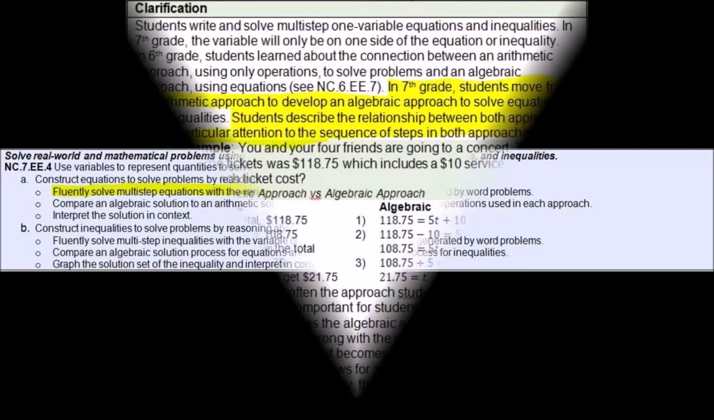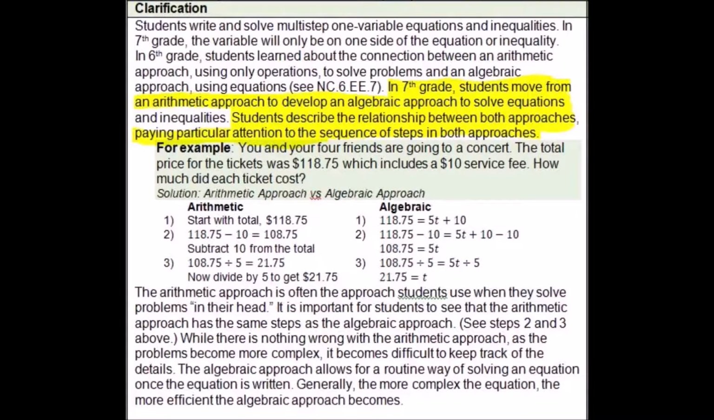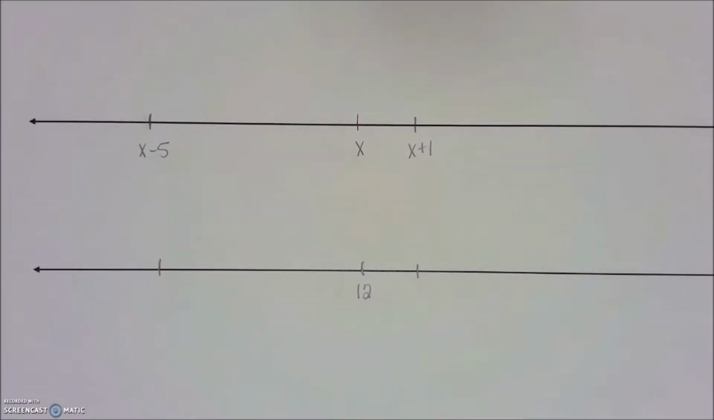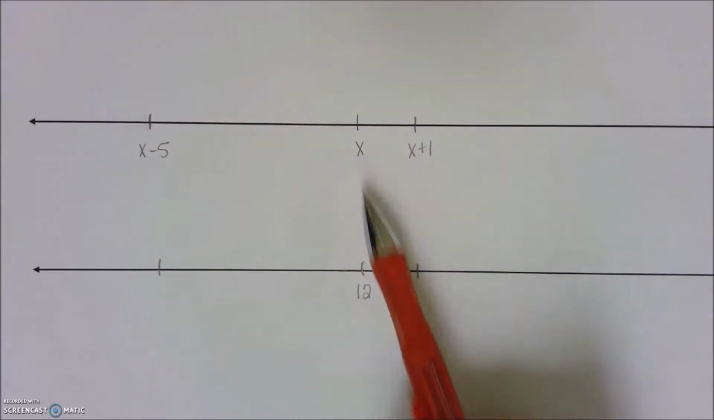When taking a look at the unpacking guide, you will see that in 7th grade, students move from the arithmetic approach to develop an algebraic approach to solve equations and inequalities. Students describe the relationship between both approaches, paying particular attention to the sequence of steps. Students should understand that a double number line shows equivalence. In this example, we notice that x is equivalent to 12.